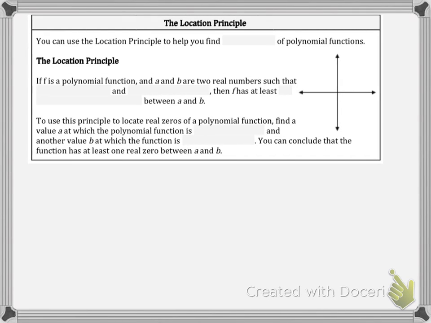Let's take a look at what's called the location principle. We can use the location principle to help you find real zeros of polynomial functions. Basically, real zeros are the x-intercepts of functions.